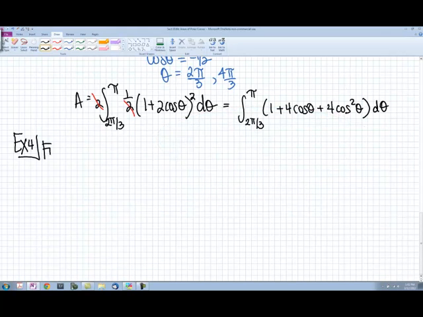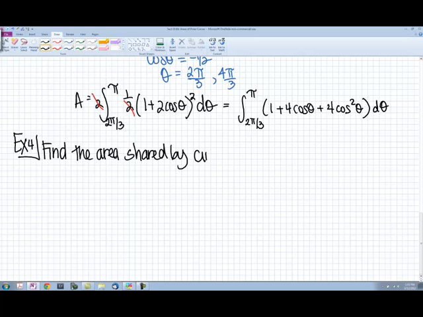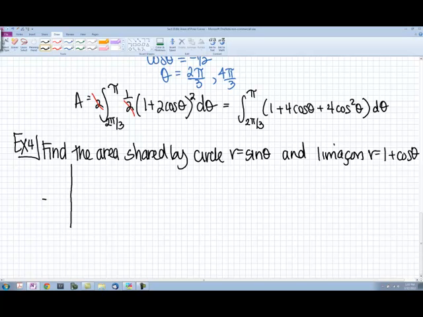So example 4, I want us to find the area shared by the circle r equals sine theta and the limacon r equals 1 plus cosine theta. The circle r equals sine theta is symmetric left and right because it only has the first order of sines. This particular graph has a theta interval of 0 to pi. So what's happening is your circle is going around this way. What about 1 plus cosine theta? When theta equals pi over 2, we have r equals 1, so I know it's actually going to cross right here.